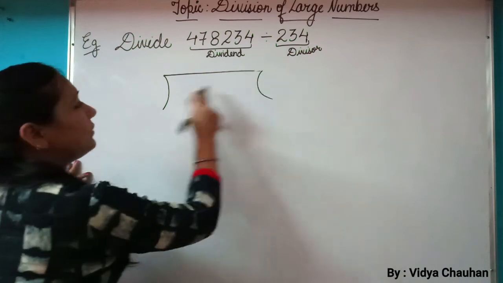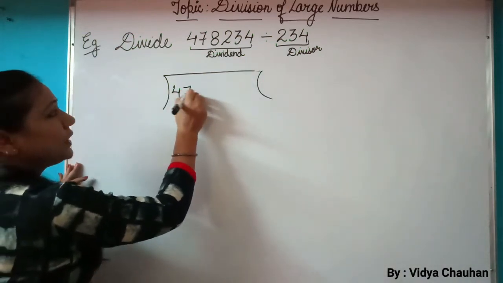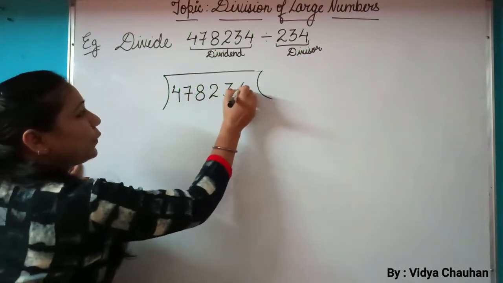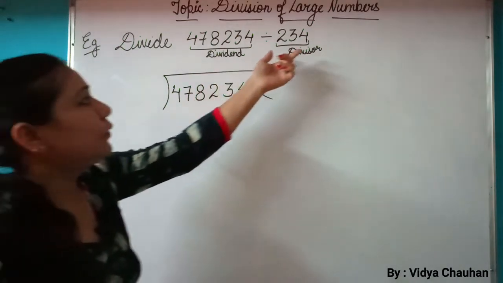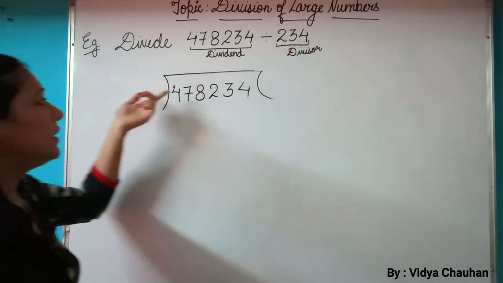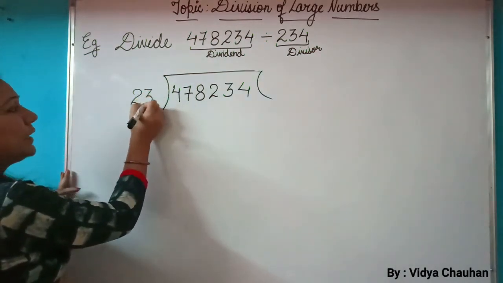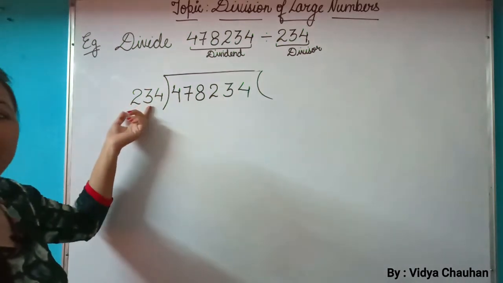So now let us start dividing the term. I will write dividend inside this division box: 478234. So I have written dividend inside this, and now what is the place of divisor? Divisor will be on the left side of dividend. So it is 234. So we write dividend and divisor like this.